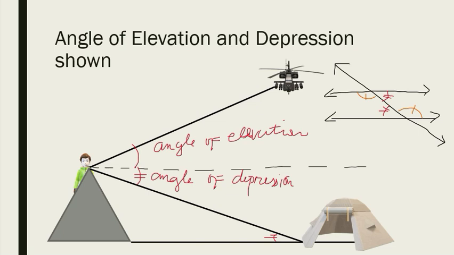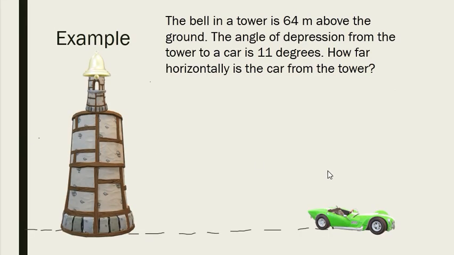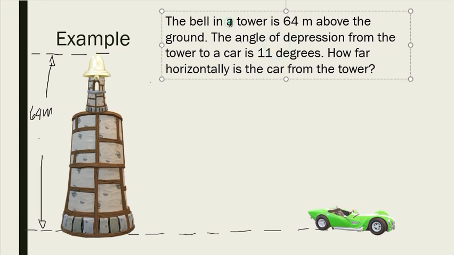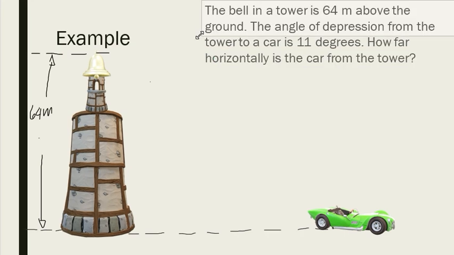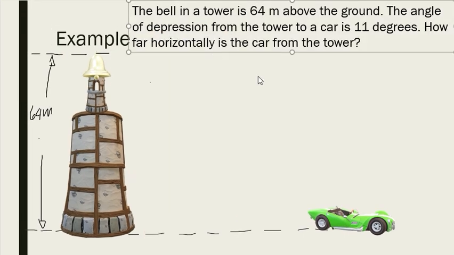Okay, let's continue. Let's have an example. Say for example, there is a bell tower. The bell in the tower is 64 meters above the ground. So let's write that down. There is this bell, the bell from the tower to the ground, it is 64 meters. Okay, I'll just move this so that I can solve this properly.